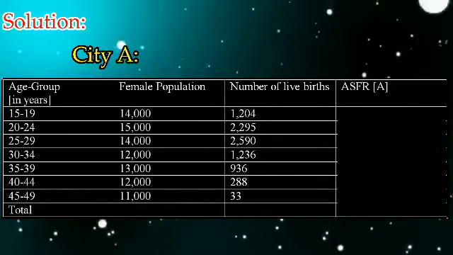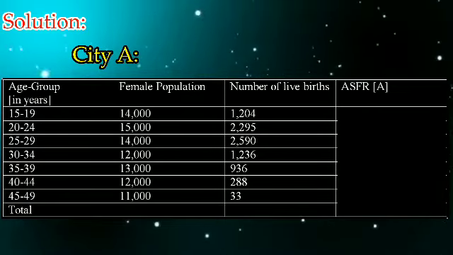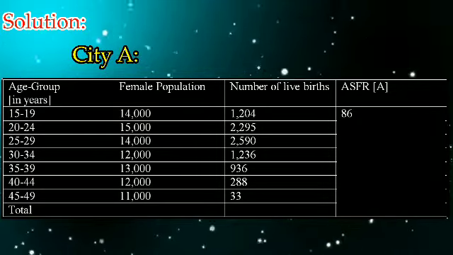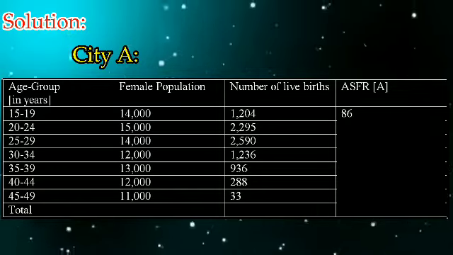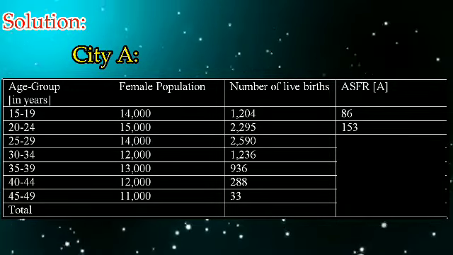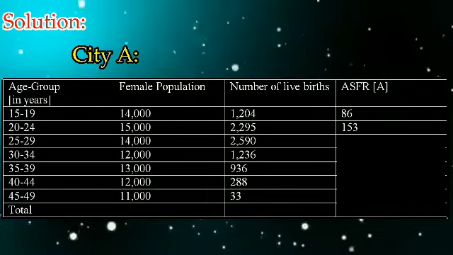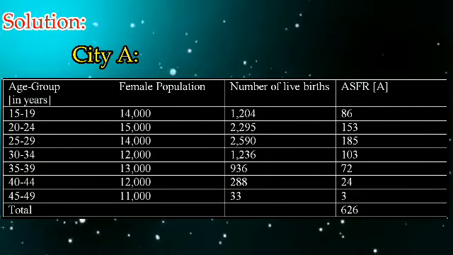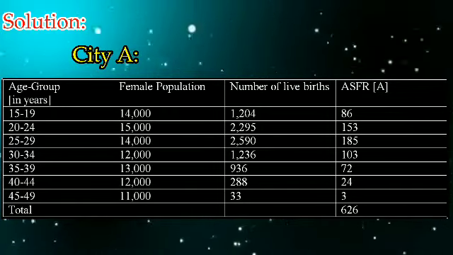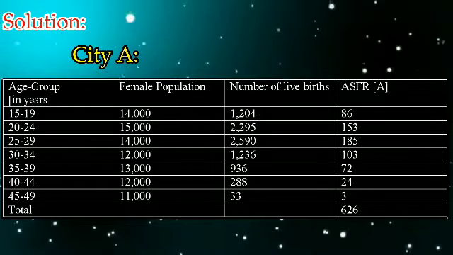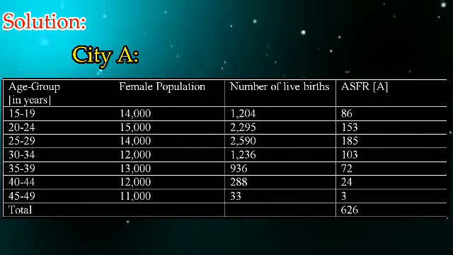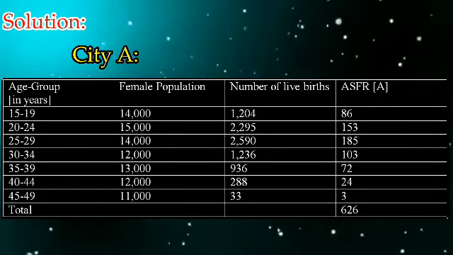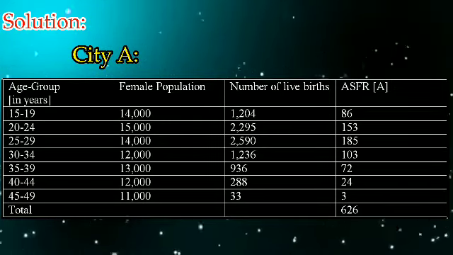Now, ASFR value for the first city is taken as ASFR of city A, which is 1204 divided by 14,000 into 1000, that is equal to 86. Second value, 2295 divided by 15,000, which is multiplied by 1000, that is equal to 153. Similarly, compute ASFR values for the rest of the age groups. After computing all the ASFR values, find the sum total of ASFR values, because TFR is calculated based on the sum total of ASFR value. So the sum total of ASFR values for city A is equal to 626.